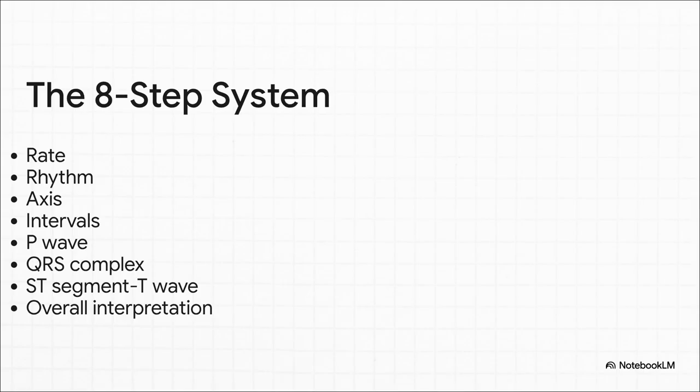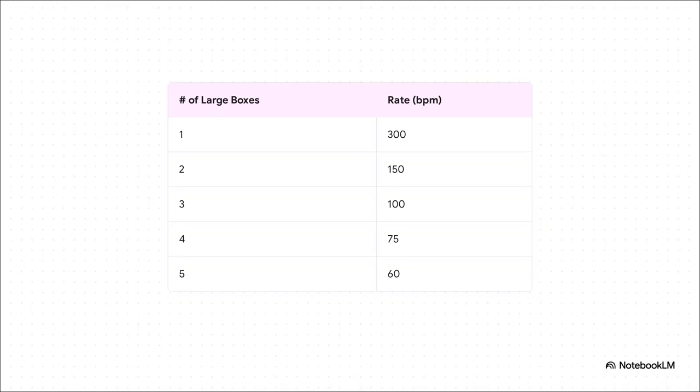Let's walk through a bit of it. So you kick things off with step 1, rate, but it's really tied to step 2, rhythm. The first thing you do is just glance at the rhythm. Is it regular or irregular? If it's regular, you can use this awesome little trick shown here to estimate the rate super fast. Just take the number 300 and divide it by the number of big boxes between the QRS complexes. It's a quick and dirty way to get a really good estimate.